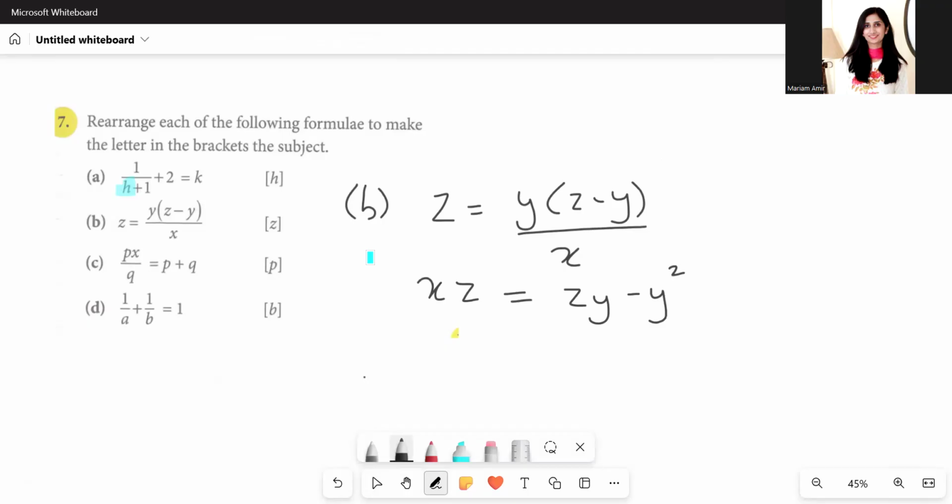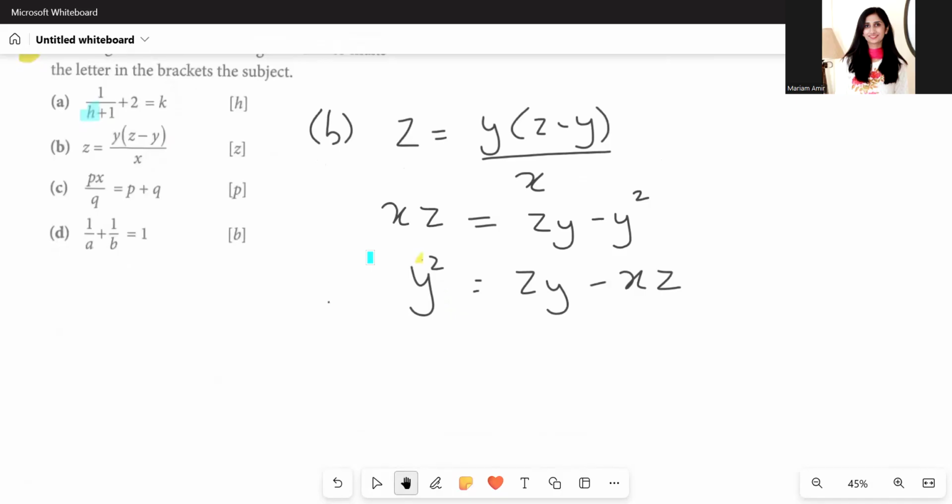Now there's a z term here, there's a z term here. Let's fix that. We should only have a single z term so that we can make z the subject. So either you move this here or you move this here. I would like to move xz here so that minus y square also becomes positive. So I'm sending y square to the other side, it becomes plus y square. Then we have a zy minus xc. Now we can take z common. So y square equals z, y minus x.